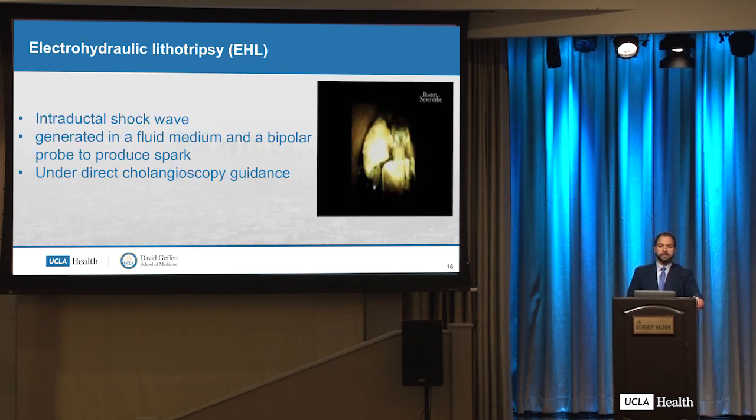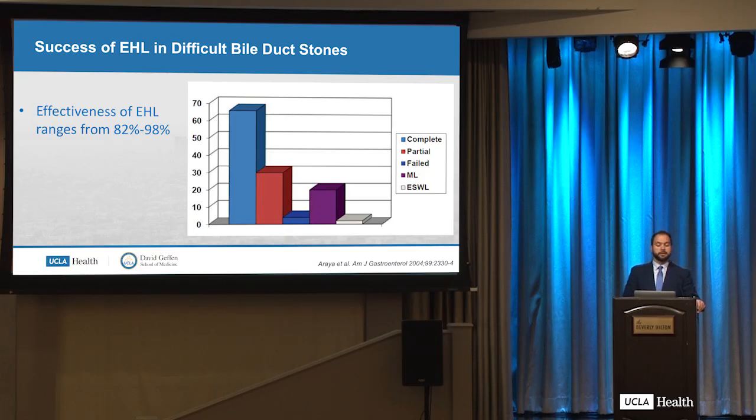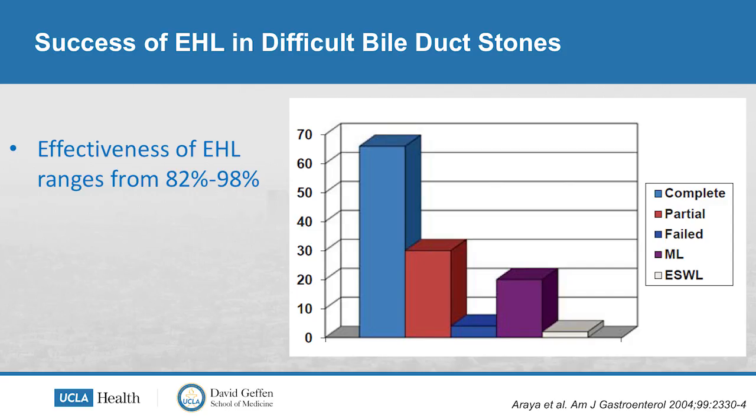So if mechanical lithotripsy is not effective, we can move to more powerful tools. And luckily, we have a few of them. So EHL, or electrohydraulic lithotripsy, basically produces intraductal shock waves. You require a fluid medium, a lot of irrigation, to make this work, and it produces a spark that leads to stone fragmentation. You certainly need to use direct cholangioscopy guidance to do EHL. It's quite effective, high 90s. You can achieve either complete clearance or partial clearance, and use balloon sweep or basket to complete the clearance at the same session or a later session.